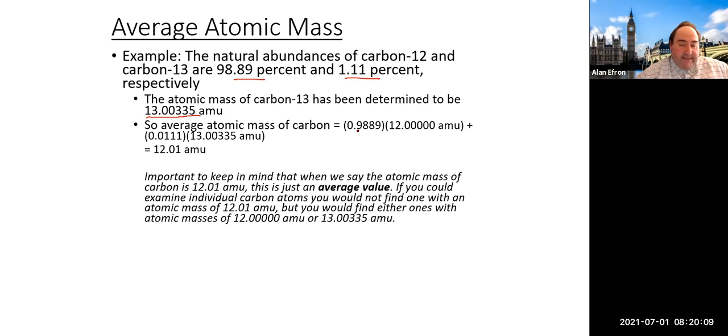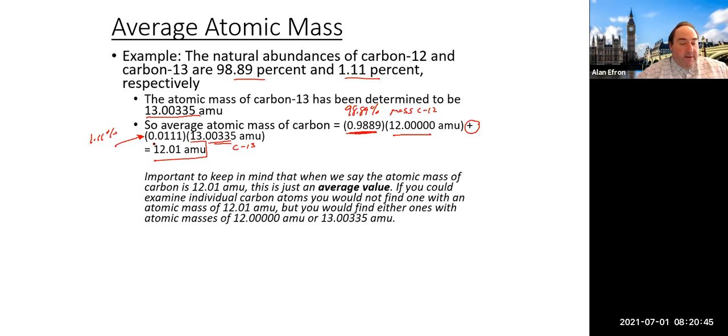So this is the 98.89% converted into a decimal, right? So that's our 98.89%, and we're timesing it by the mass of the carbon 12 isotope here, which is 12. Again, we're going to add it to the percent abundance of our carbon 13 isotope, which is basically 1.11%, again converted into a decimal, times the mass of our carbon 13 isotope. And we're going to add them together.